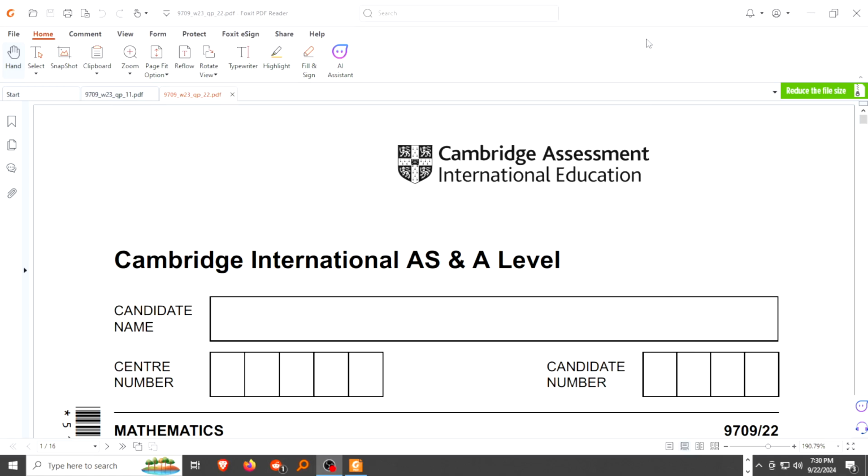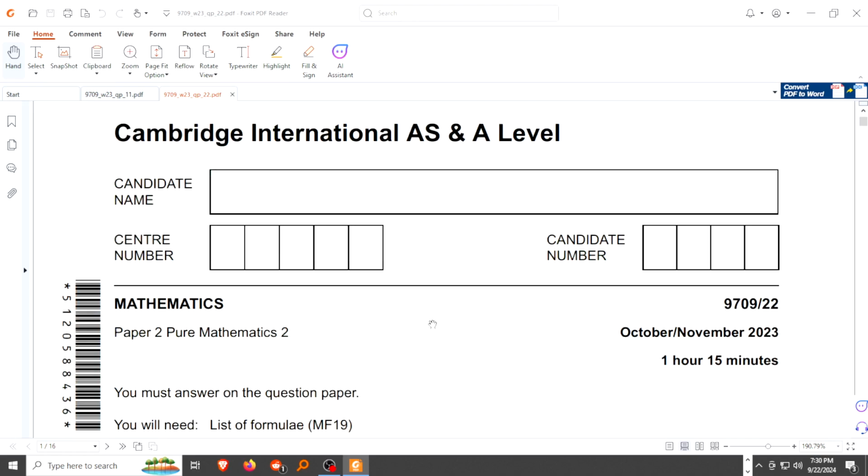Hello students, I want us to look at this paper in our continuation of the topic of inequalities, that is Pure Mathematics 2. This is Cambridge Assessment International Education, Cambridge International Advanced Subsidiary and Advanced Level. Paper 2, Pure Mathematics 2, the code is 9709/22.